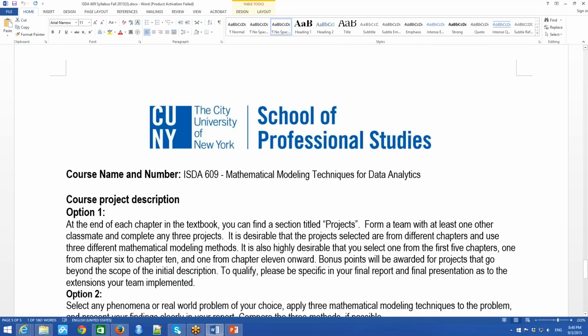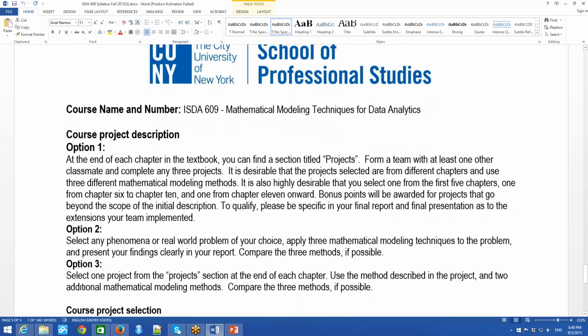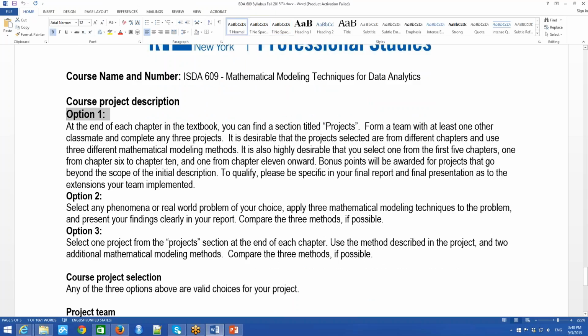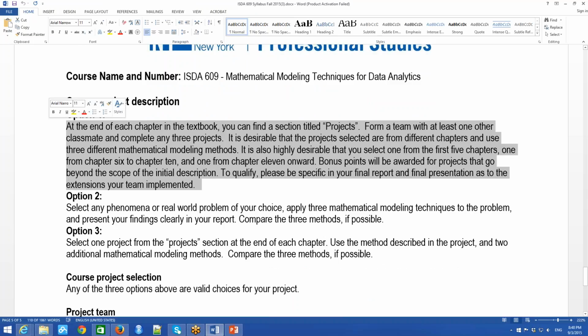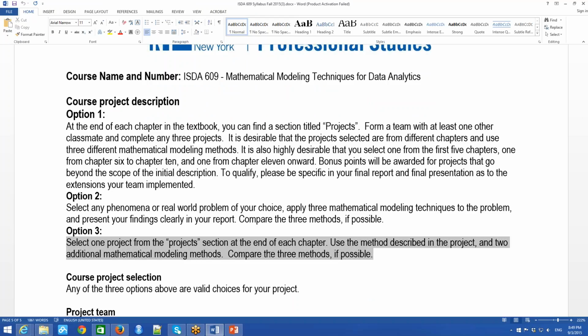Okay, and in the syllabus, I also included this course project description, and it has 3 options. You can go through it by yourself. One of them is basically to look at the problems in the textbook. The second one is any phenomenal or real-world problems, and then select one project with a method. Option 3 is to use one method and 2 additional mathematical modeling methods, and compare those three methods if possible.